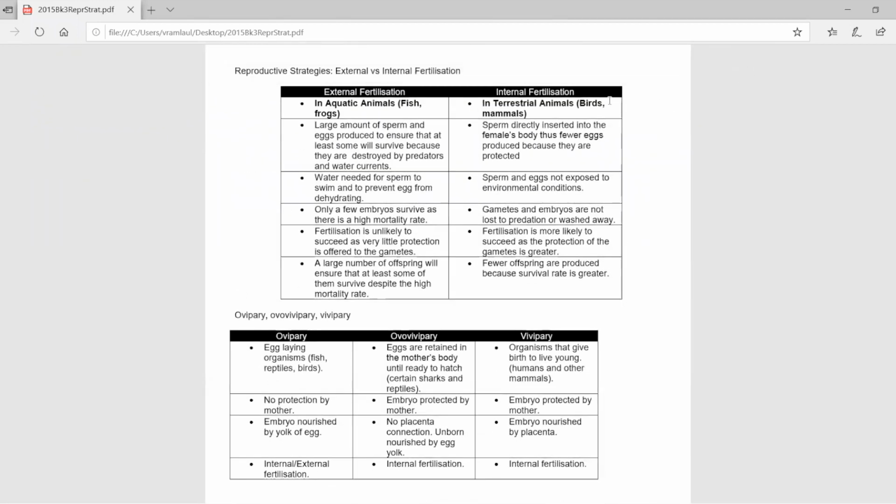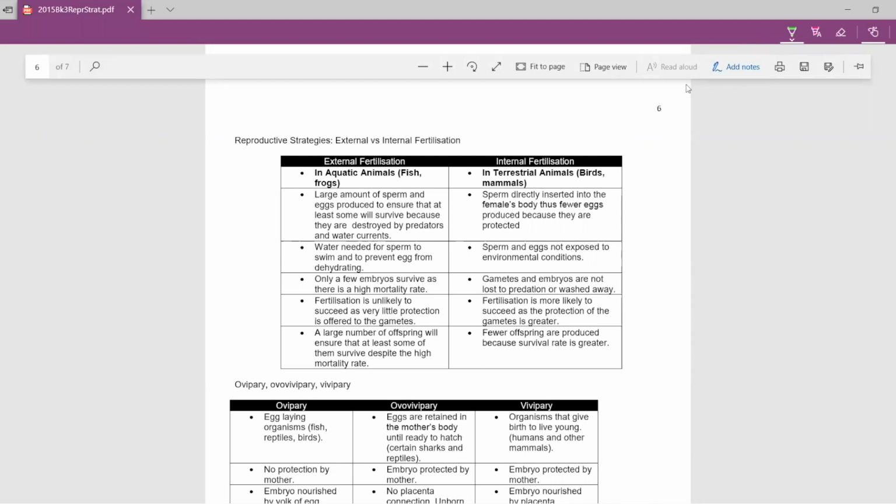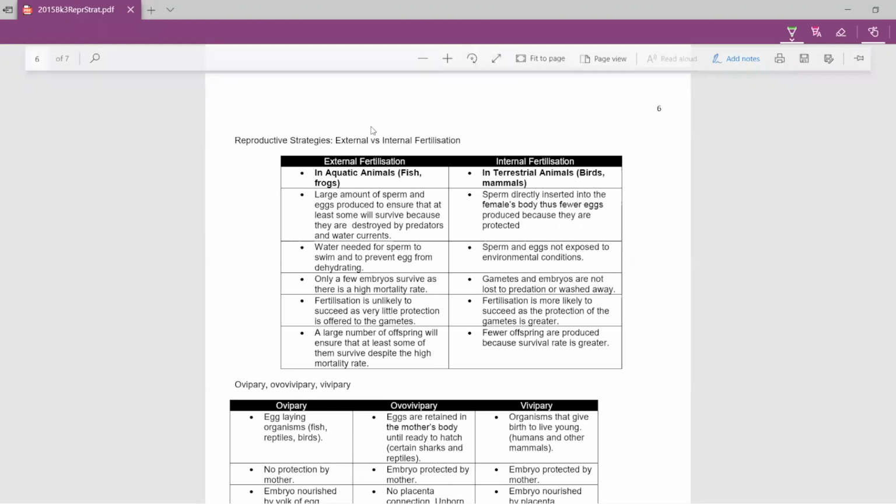Okay, so firstly, before we talk about anything else and the tables, we must know what a reproductive strategy is. A reproductive strategy is a mechanism or a behavior that is put in place by an organism to ensure successful fertilization. And if fertilization takes place, then the species can reproduce and survival of the species can take place.